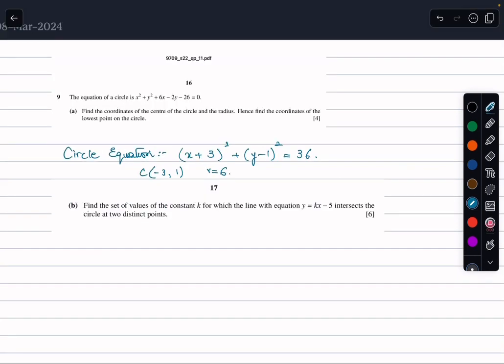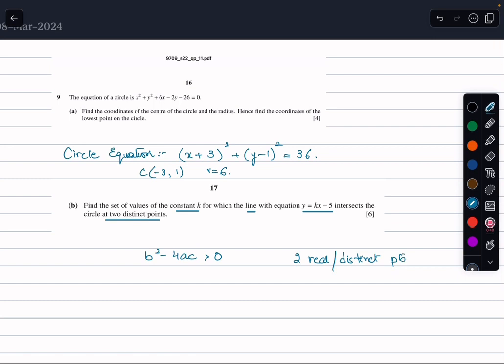So the second part of the question from summer 22, paper 1, variant 1, says find the set of values of the constant k for which the line with the equation y = kx − 5 intersects the circle at two distinct points. So the line intersecting the circle at two distinct points gives us the discriminant condition, which says b² − 4ac has to be greater than 0. That is the condition for two real and distinct points.